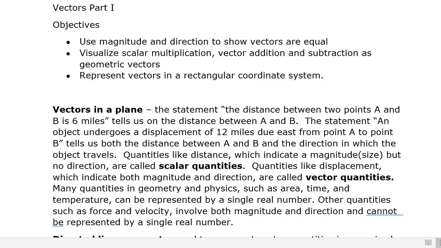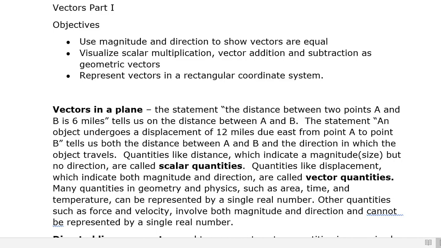All right, the first part of this video is an introduction to vectors. And we're going to be looking at vectors in a plane, scalar quantities, and vector quantities. And I want to compare two statements for you. The first one is, the distance between 2 points A and B is 6 miles.